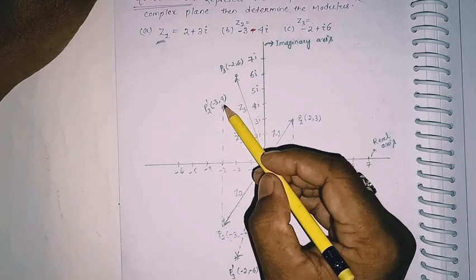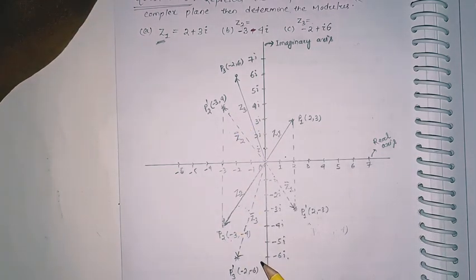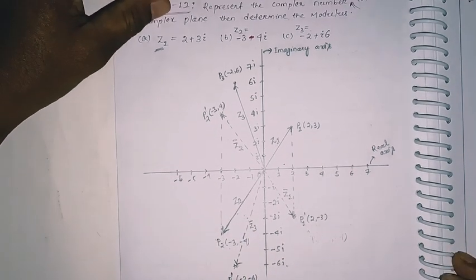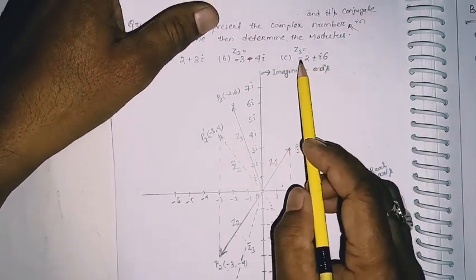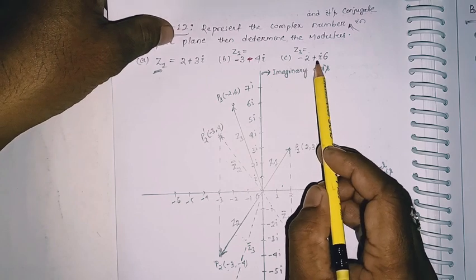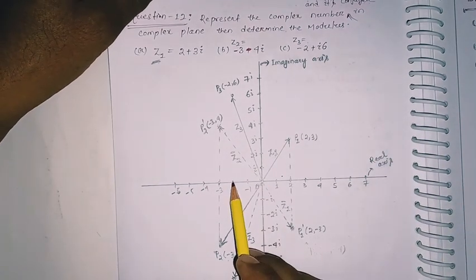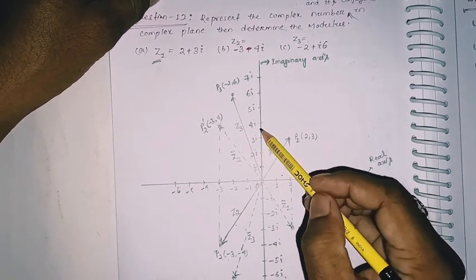And from O to this point, if I draw a vector, Z2 bar is called the complex conjugate of this complex number Z2. Now we are going to look at Z3. Here Z3 is -2 plus 6i. -2 is your real part and 6 is your imaginary part, with 6 meaning i, 2i, 3i, 4i, up to 6.